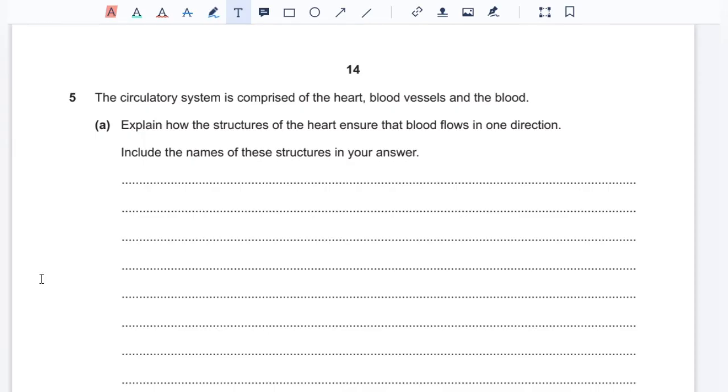Semilunar valves close when the atria contract. This prevents the blood flow into the arteries, and at this time the atrioventricular valves are open. When semilunar valves open up, the atrioventricular valves close down, and this happens when the ventricles contract, and this will prevent blood flow into the atria.